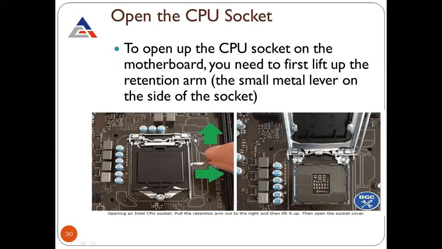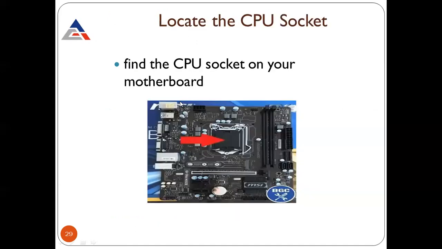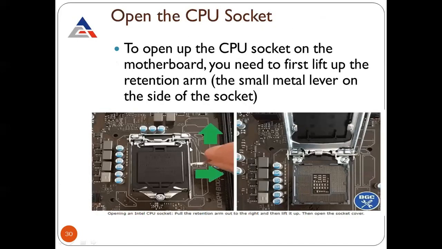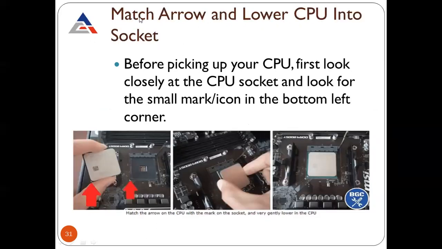To open the CPU socket on the motherboard, you first need to lift up the retention arm, the small metal lever on the side of the socket. So first you have to lift it up. So first find the CPU socket. Next is open the CPU socket. Third is match the arrow and lower the CPU into the socket.